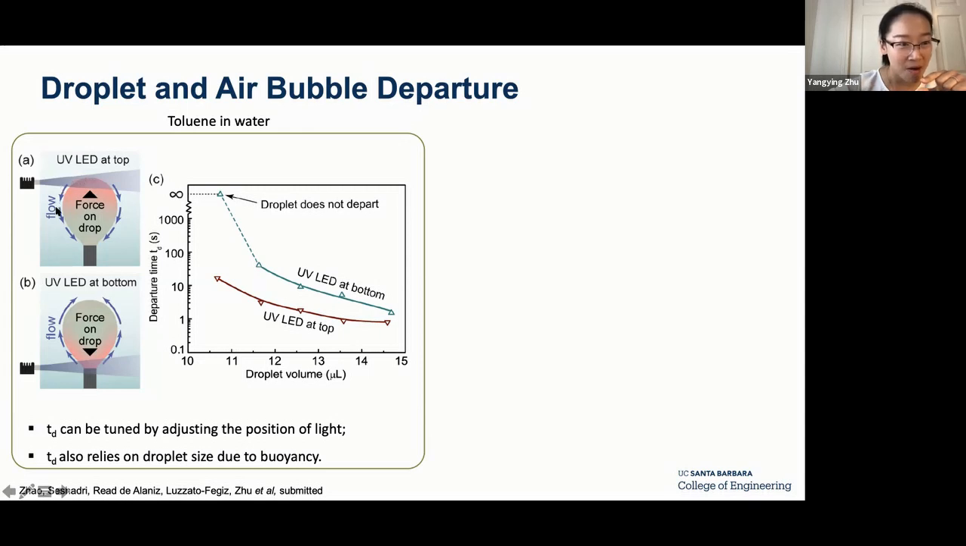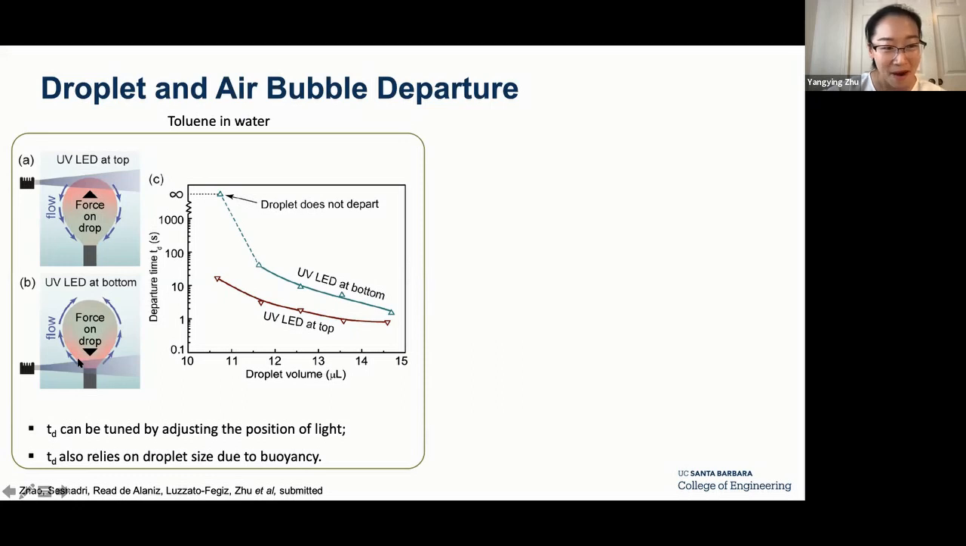That causes a Marangoni flow downward in the outer phase, or in both phases, the Marangoni flow is downward. And then you would have a net upward force on the droplet, and that will basically facilitate droplet departure. But you can also move the light to the bottom of the drop. Now you lower the surface tension at the bottom of the drop, which again helps the bubble to depart, because now the pinning force is smaller.